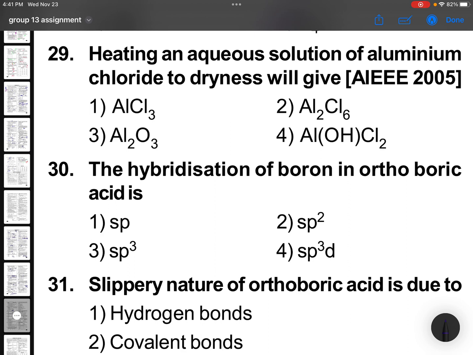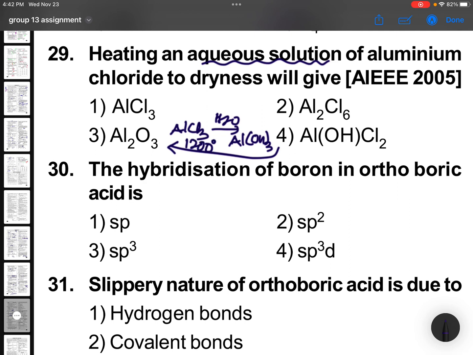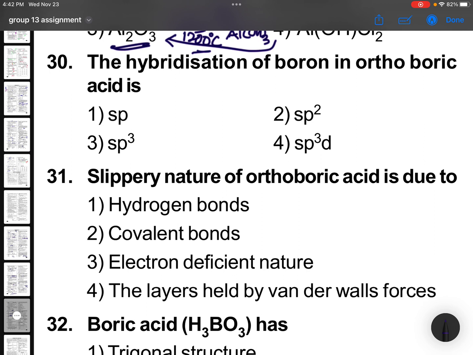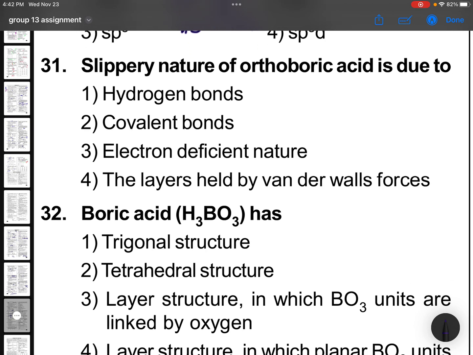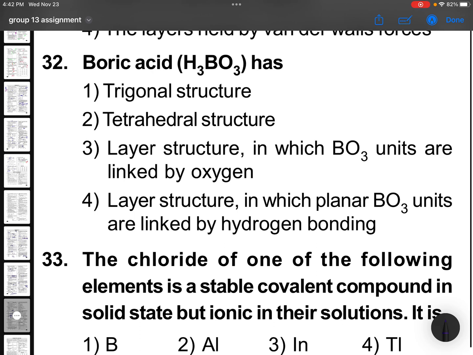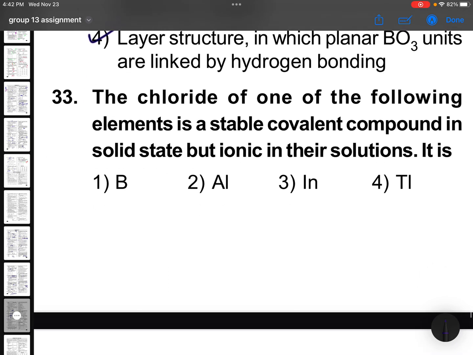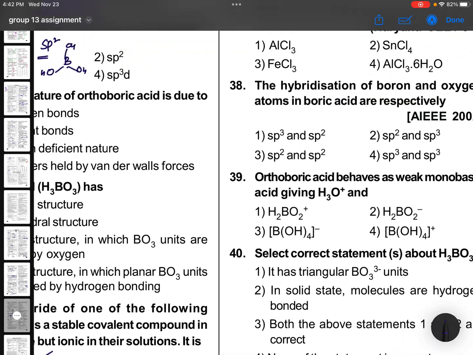Heating an aqueous solution of aluminium chloride to dryness will give... This is the point. Aqueous solution of AlCl3 means first it forms aluminium hydroxide, on heating up to 1200 degrees Celsius that gives you Al2O3. The hybridization of boron in orthoboric acid is sp2, very regular, 3 regular bonds, OH, OH, OH. Slippery nature of orthoboric acid is due to hydrogen bonds. Boric acid H3BO3 has a layer-like structure because of hydrogen bonding. The chloride of one of the following elements is a stable covalent compound in solid state but ionic in solution. It is obviously aluminium. Aqueous solutions ionic, regular covalent.